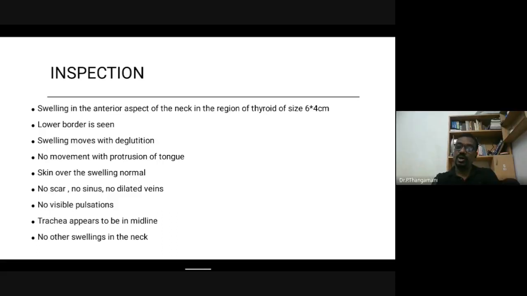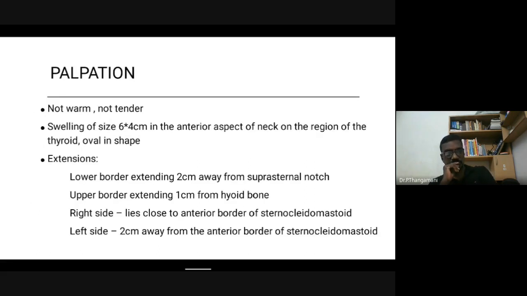Other students, is it all right? If you have any doubt, you can ask me. These are all exam-oriented questions. Actually, what the examiners will ask only, I am telling you. Right. Next. Any other swellings, means lateral neck swellings, right? Yes, sir.